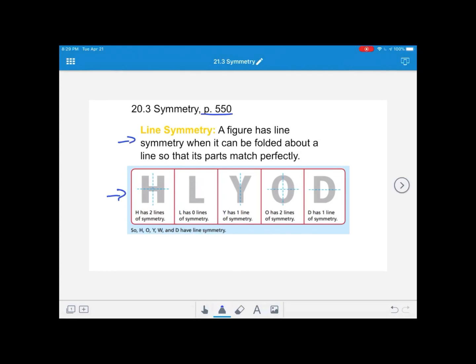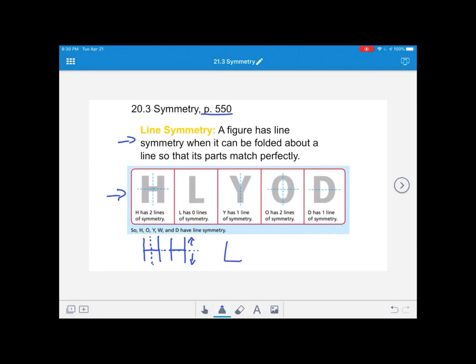So, the first letter that would be a good idea for you to write down is the letter H, as an example. If we split the letter H in half, do you notice how each piece on either side of that line would line up perfectly? That means that the letter H, that figure, has a line of symmetry. It has a second line of symmetry if we were to split it in half the other way. Again, on the top side and the bottom side, those line up and match perfectly. So the letter H has two lines of symmetry. It can be folded in two ways and all the parts will match up.